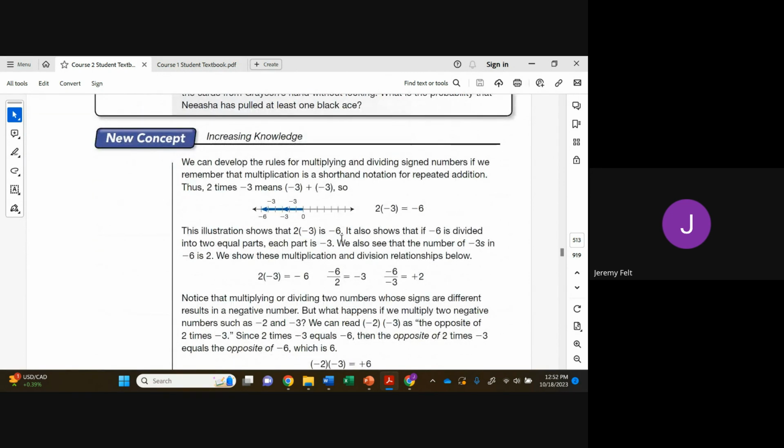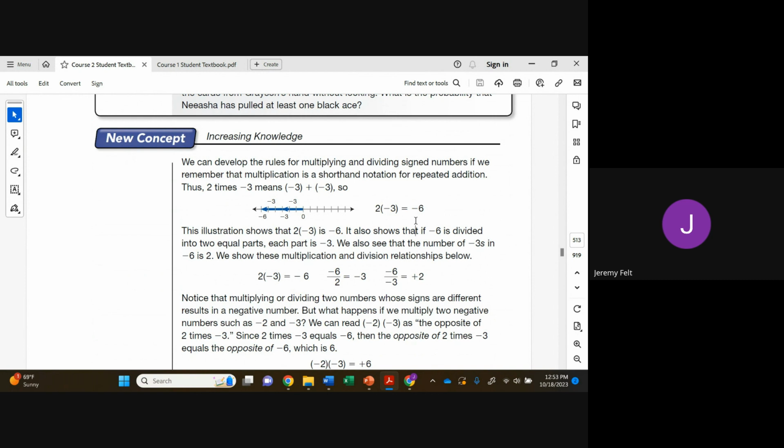So again, knowing the positive outcomes of some of these can help us calculate. If we know 2 times 3 is 6, well then 2 times negative 3 is negative 6. There's one negative sign, so our solution is going to be negative. If there are two negative signs, it's going to be a positive solution, whether we're multiplying or dividing. So when we say a negative times a negative is a positive, it's the same for division. A negative divided by a negative is a positive.